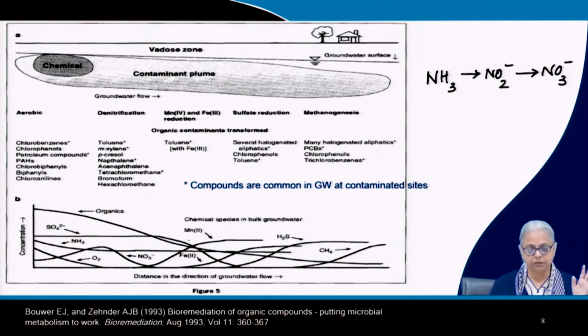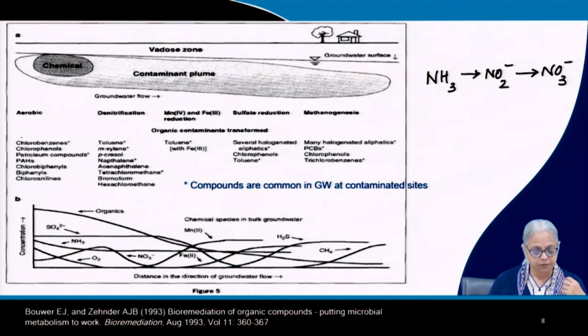Then you have Mn4 and Fe3. They can serve as terminal electron acceptors, and you can see that the Fe2+ concentration, here is the Fe2+, and Mn2+ is going up as Mn4 is being converted to Mn2 and Fe3 is being converted to Fe2. So, these are studies, and this is again a fairly old paper.